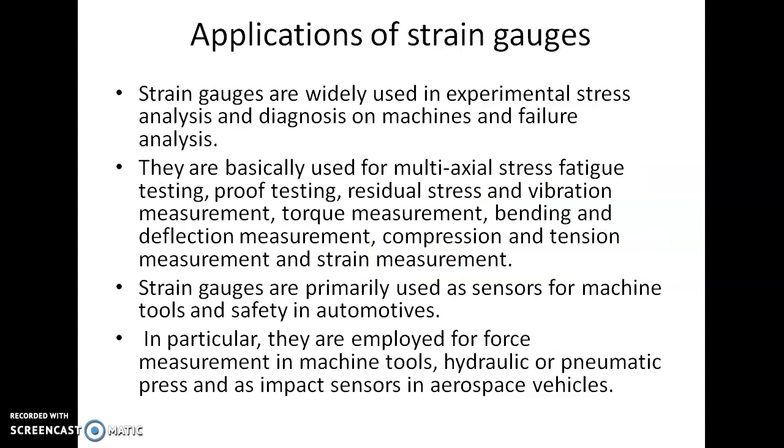So now we will see the application of strain gauge, in which field we are using this strain gauge. Strain gauges are widely used in experimental stress analysis and diagnosis on machines and failure analysis. We know that stress is related to strain. We know that relation also, that is stress equal to strain into Young's modulus of elasticity.